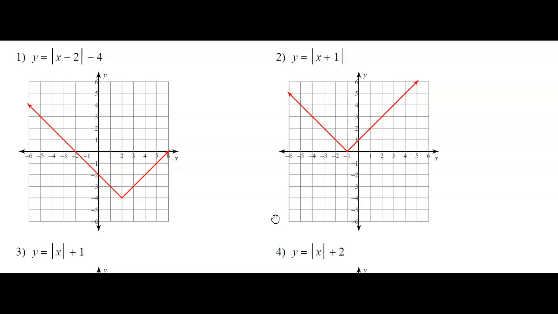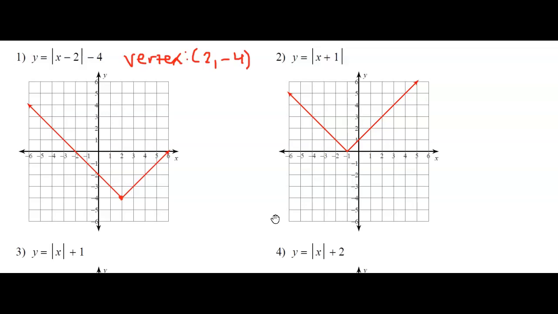How are each of these being changed? So, for example, in number 1, my vertex of that problem was (2, -4). That graph was shifted to the right 2 units and down 4. The slope is the value in front, which is 1.